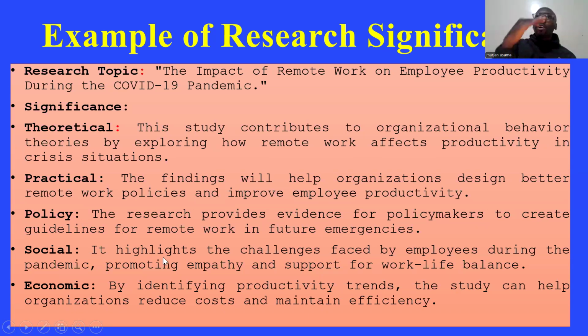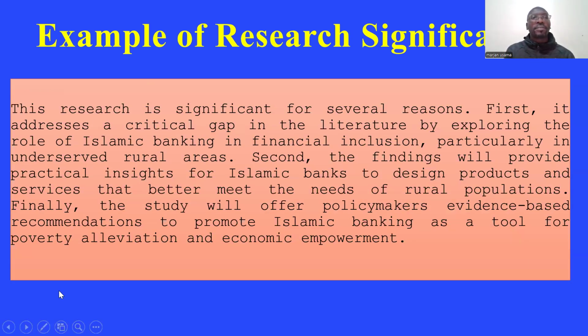So you should mention all the people who are going to benefit from your what? Your research, and all the dimension has to be very clear. This is also another example. This research is significant for several reasons. First, it addresses a critical gap in the literature by exploring the role of Islamic banking in financial inclusion, particularly in underserved rural areas. That is the first significance.